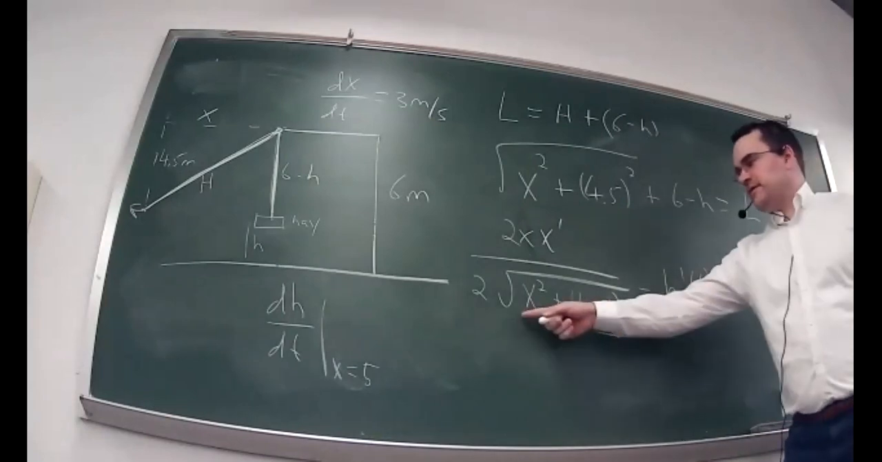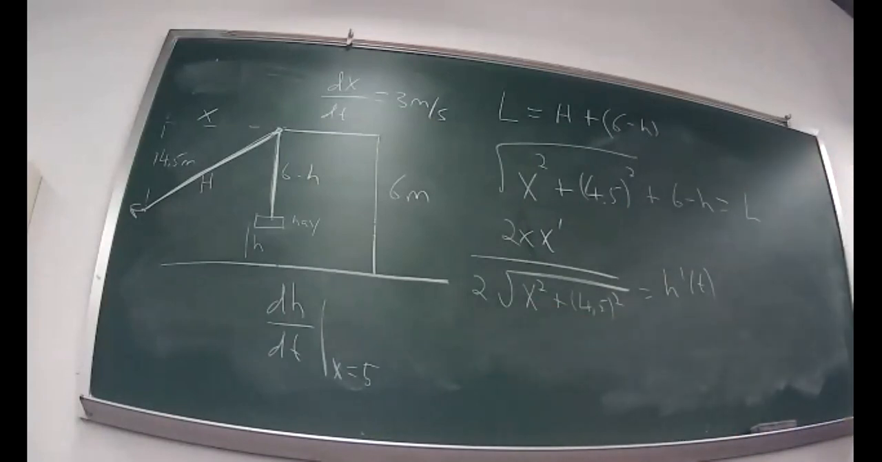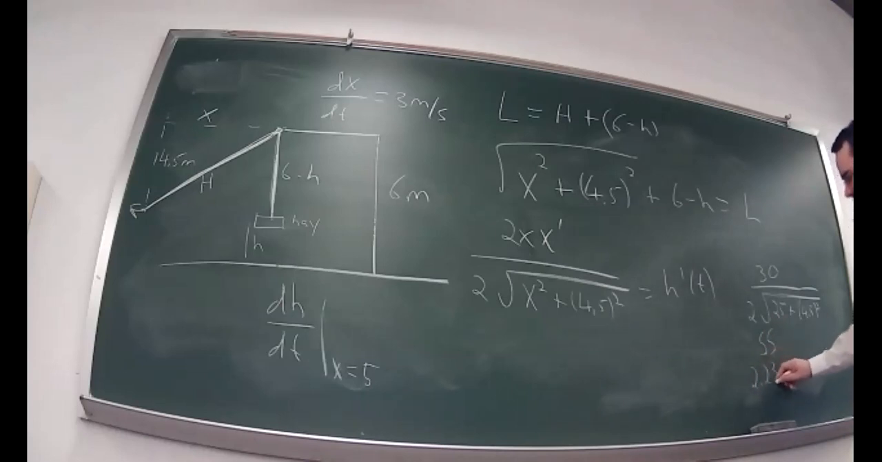So this is equal to h prime of t now. So it's just this extra factor that I kind of missed. So now when x is equal to 5, you get 2 times 5 times 3. So you still get 30 on top, and now you're dividing it by 2 times the square root of x is 5, so it's 25 plus 4.5 squared. So this is actually your answer for h prime. And when you plug that into the calculator, this is roughly 2.23 meters per second.